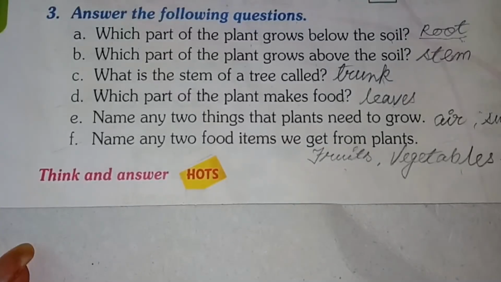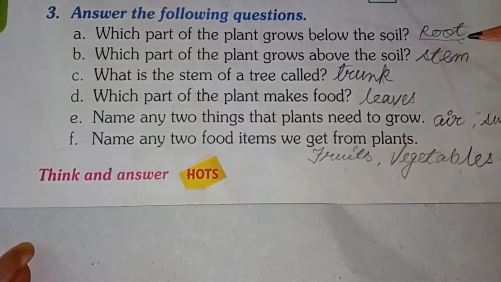And question number 3 is answer the following questions. Which part of the plant grows below the soil? Yes, the part of the plant that grows below the soil is called the root. So, you have to write here in this book, root. Kids, be careful. You have to write your answer in the book only. Which part of the plant grows above the soil? The part of the plant that grows above the soil is called the stem.